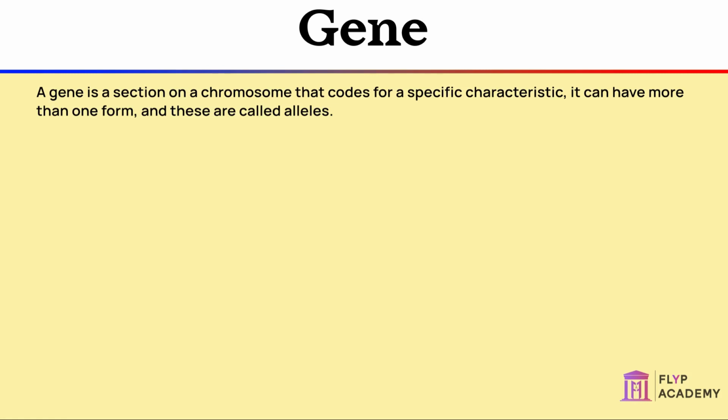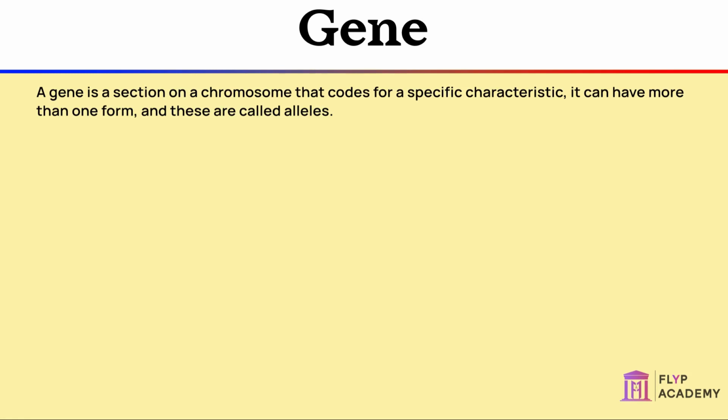The alleles for the gene can be described as dominant and recessive. Dominant alleles are always expressed if they are present, and recessive alleles are only expressed if there is no other allele present. The way that the genes are expressed as a characteristic is called the phenotype. The alleles inherited for the characteristic are called the genotype.